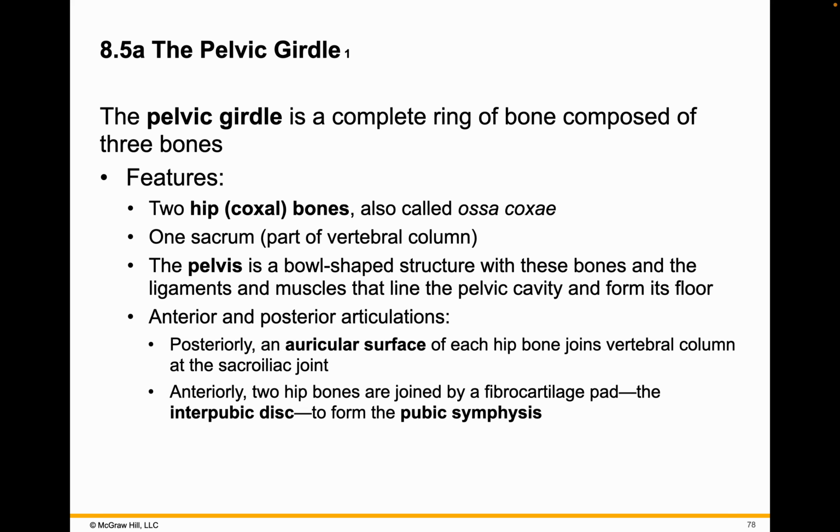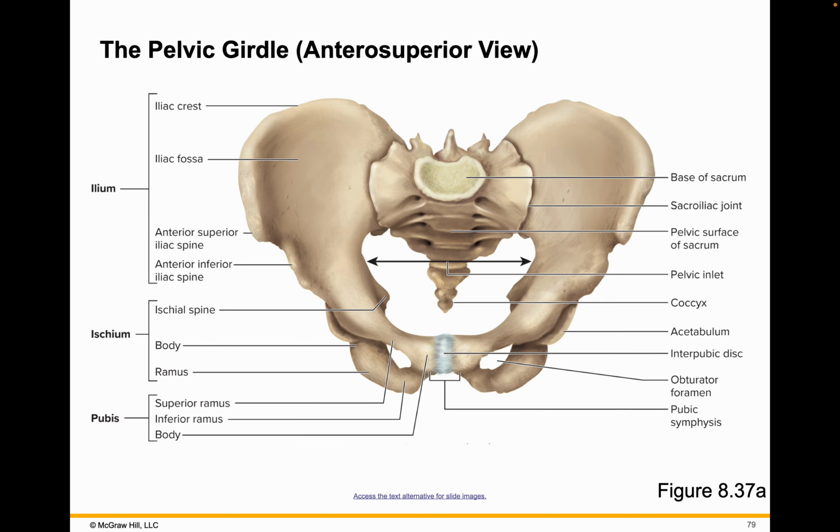Anterior and posterior articulations. We have an auricular surface on each hip bone that joins the vertebral column at the sacroiliac joint. Anteriorly, the two hip bones are joined by a fibrocartilage pad called the interpubic disc, which forms a joint known as the pubic symphysis, as shown here.